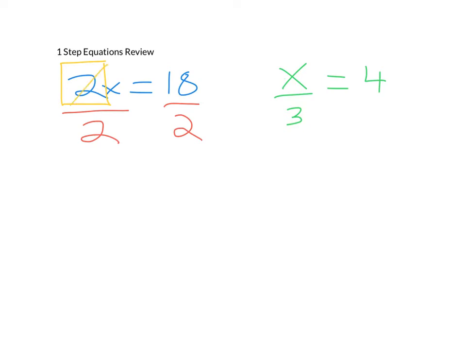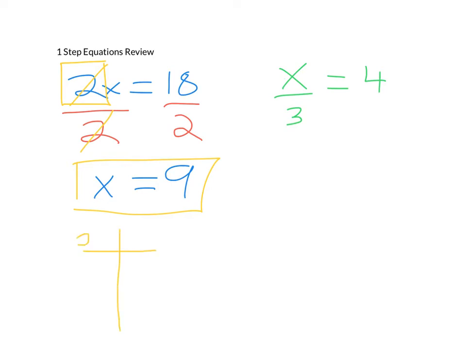2 divided by 2 cancels out to 1, and that leaves us with just x. On the other side, 18 divided by 2 is 9. So there's our final answer for our one-step equation. We'll do a check again.